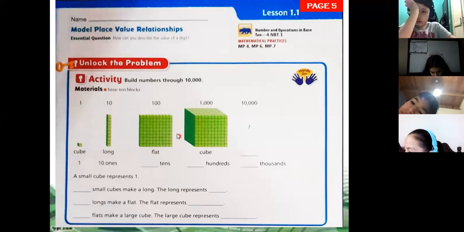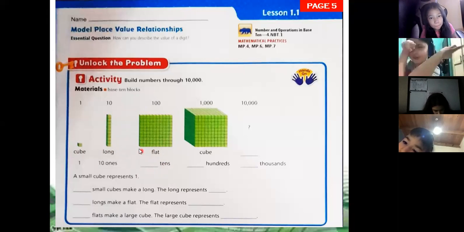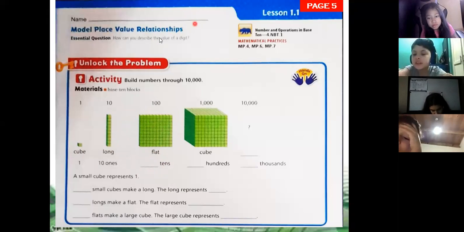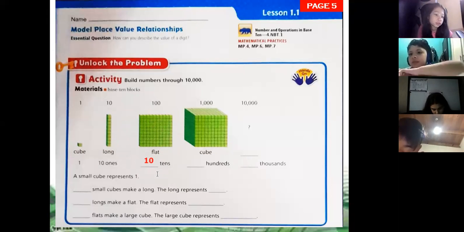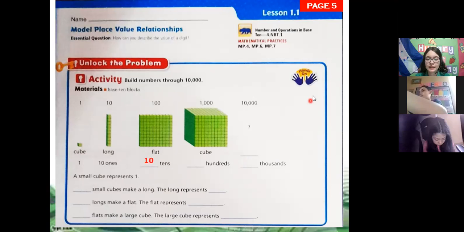When we have 100, this is a flat. It's called a flat. So we have an amount of tens. What do you think? How many of these tens can we use to make a flat? How many tens do we need to make this flat? 10. 10, that's right. So we need 10 of these longs to make a flat. Excellent, Fernando.